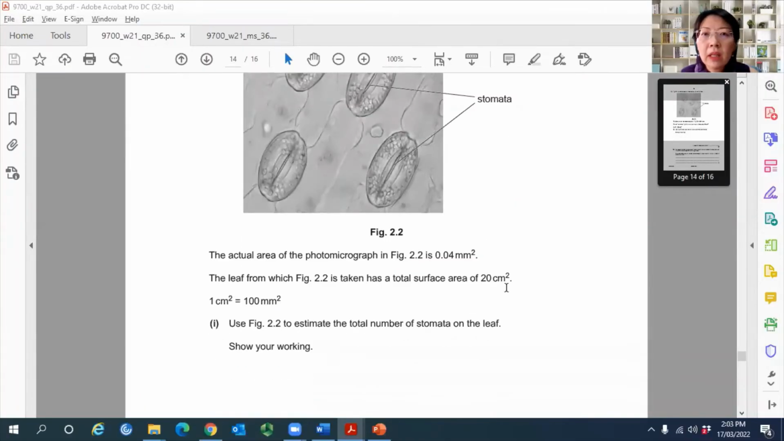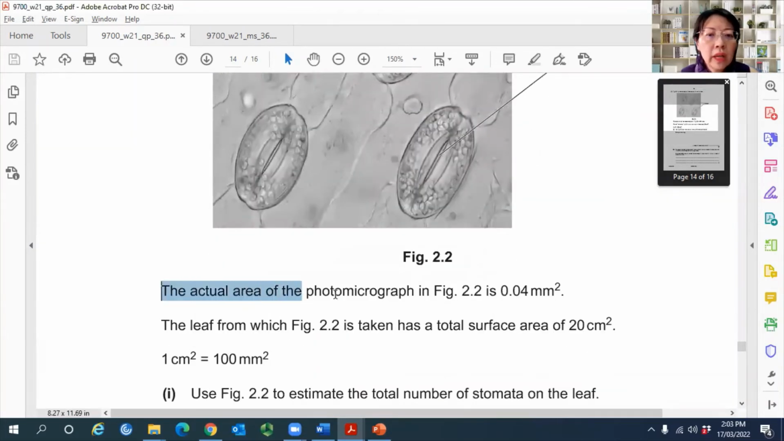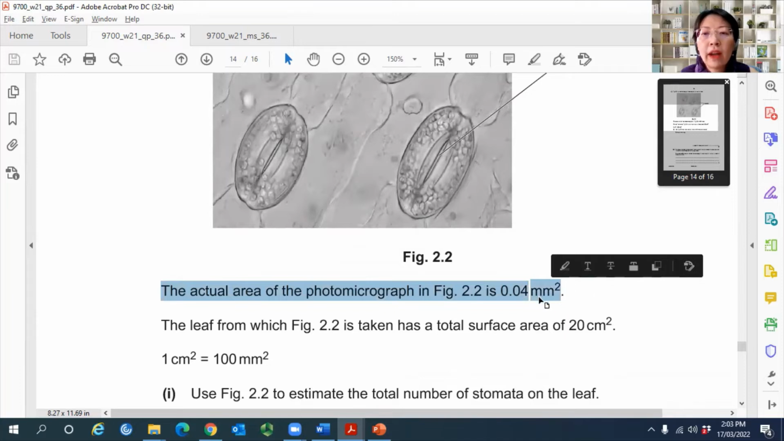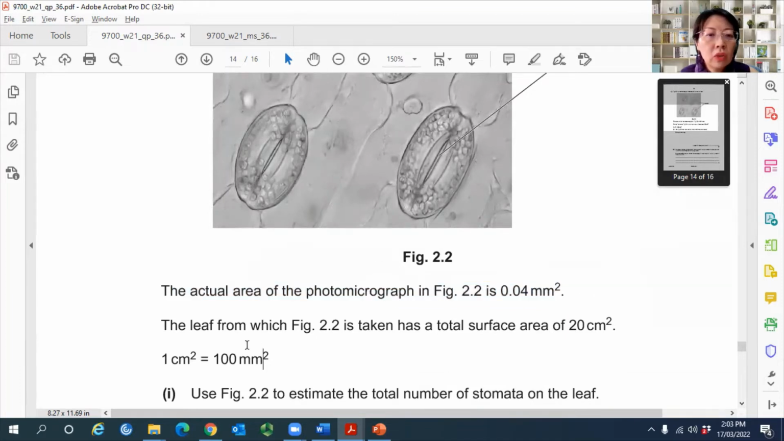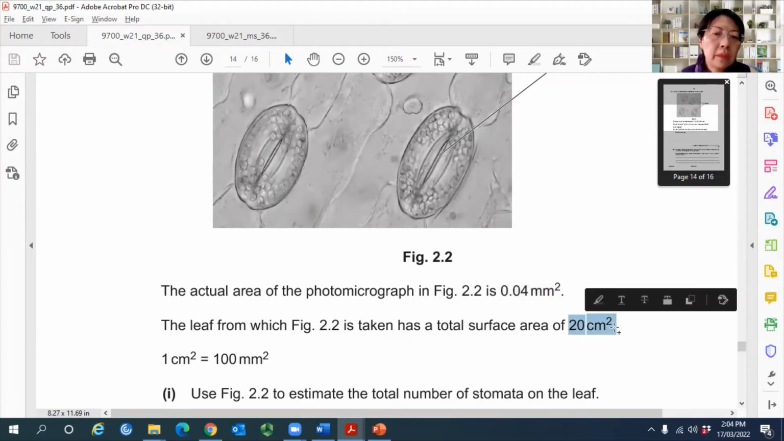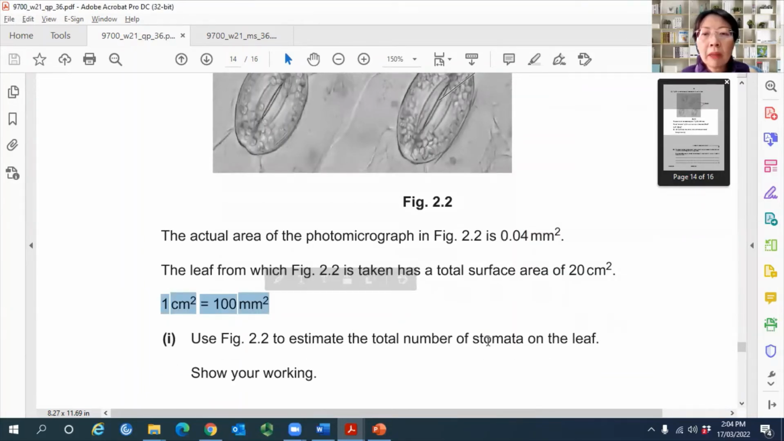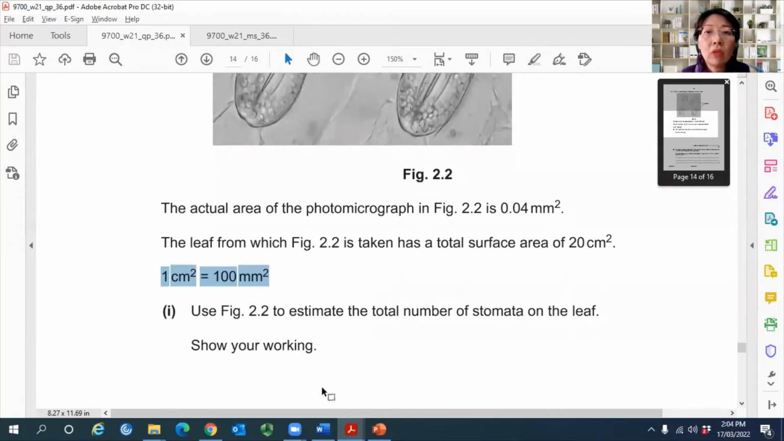So this one is a mathematical question. So they ask the student to, so the actual area of photomicrograph is 0.05 millimeter square. So the leaf from the figure is taken as a total surface area of 20 cm square. So what you can see in this figure is only 0.04 mm square of a leaf, where the entire leaf has got 20 cm square. And then they give you the measurement 1 cm square is 100 mm square. So what you need to do is that you need to use a figure to estimate total number of stomata in the leaf, show your working. So very easy, right? This is only mathematics.